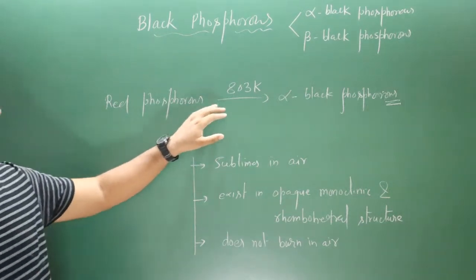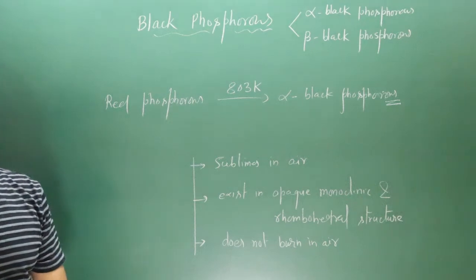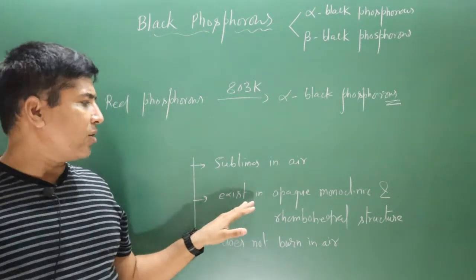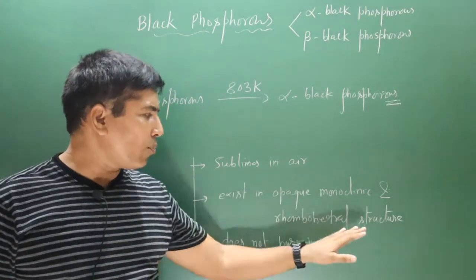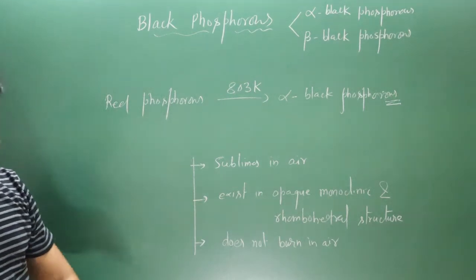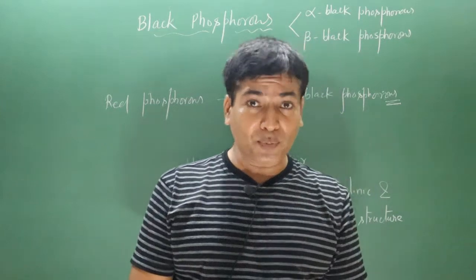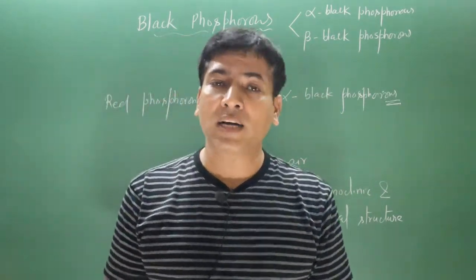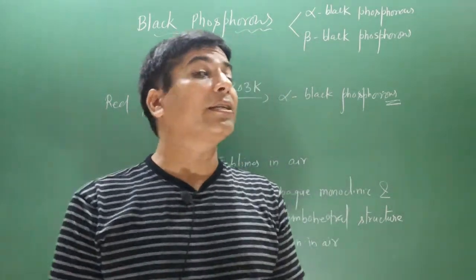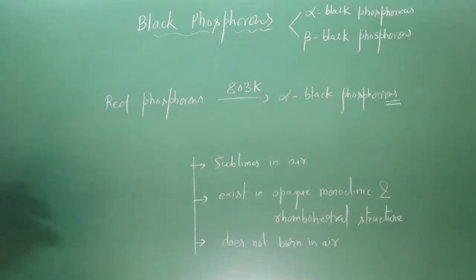Alpha black phosphorus easily sublimes in air, okay, undergoes sublimation, like camphor and naphthalene balls. It exists in opaque monoclinic as well as rhombohedral structure. This kind of structure we have studied in solid state. Next property, it does not burn in air like white phosphorus, meaning it does not undergo oxidation in air, meaning it is less reactive. Simple thing, it is less reactive. Now let's move on to beta black phosphorus.